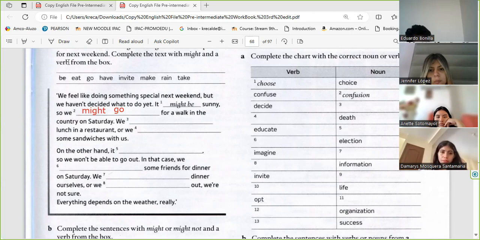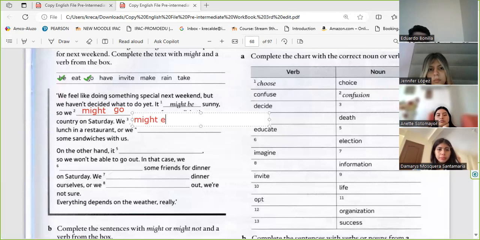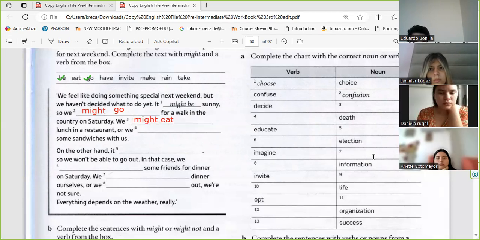Number 3. We might eat lunch in a restaurant. We might eat. Perfect, my dear Damaris. Let's continue the other one.